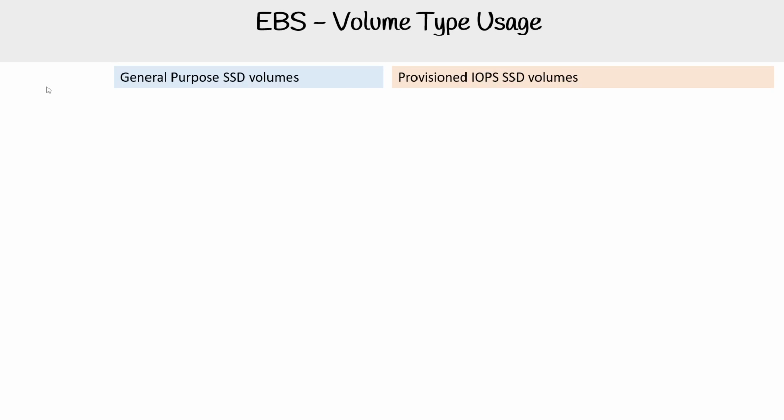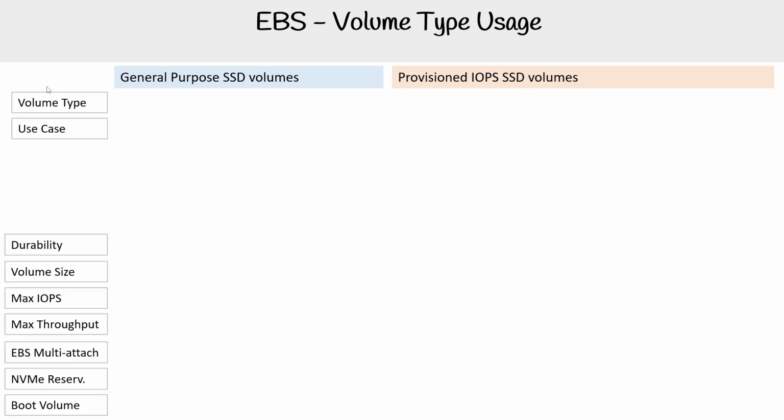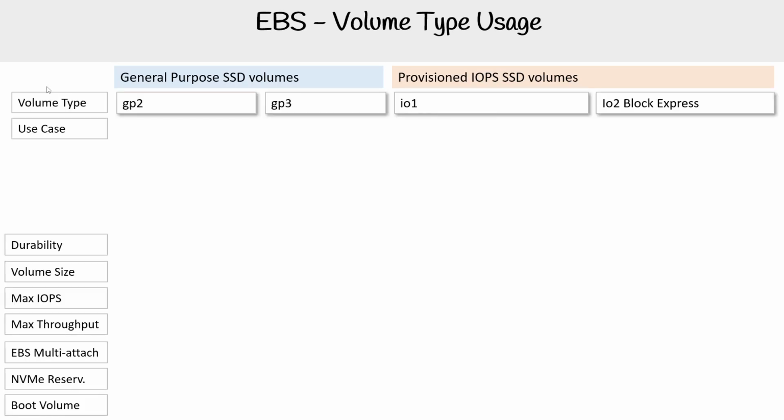All right, let's take a look here at volume type usage. First, we'll compare the solid state drives and then the hard disk drives. So the first thing is we have volume types GP2, GP3, IO1, IO2 Block Express. We're going to pretend like IO2 does not exist because you should not use it anymore.